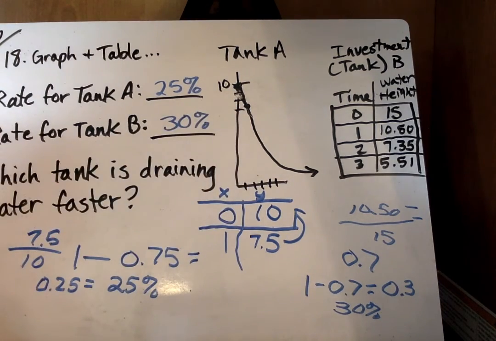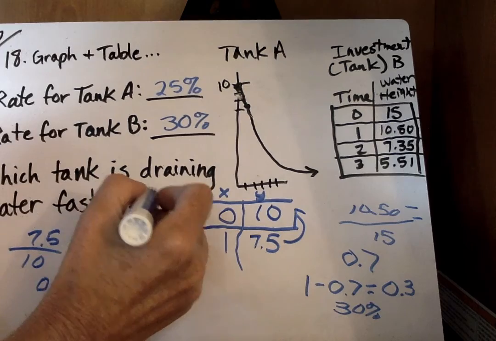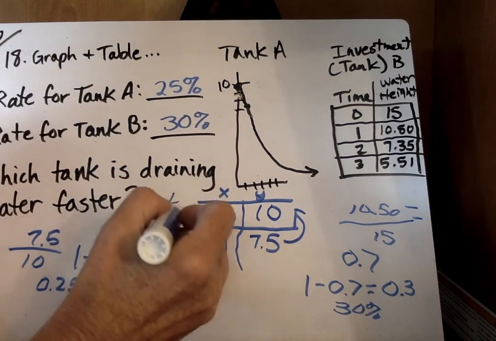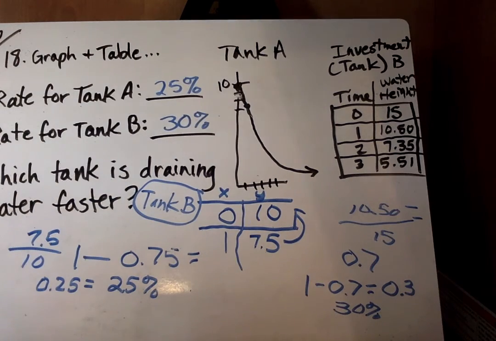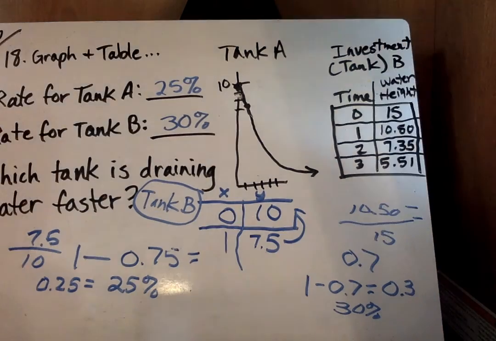So which one is draining faster? Tank B. Okay. All right, make sure you show your work, students. You can do the rest of this. There may be some work in the white packet as well.